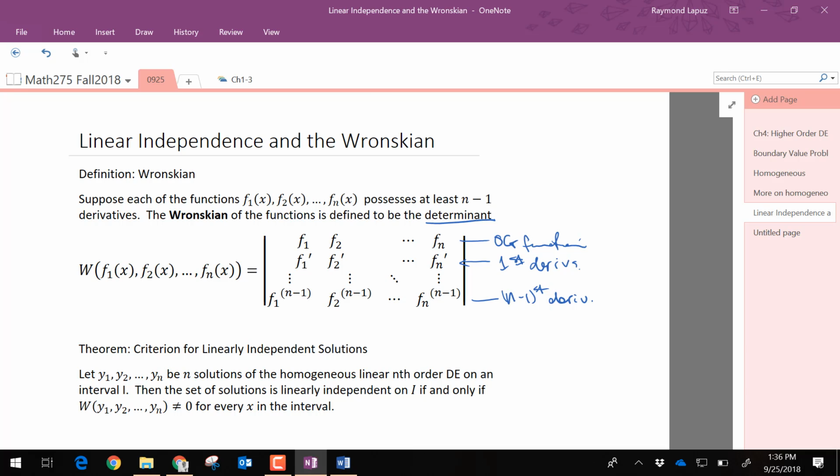And it turns out that if the Wronskian is not equal to 0, then you have yourself a list of linearly independent functions. Okay?